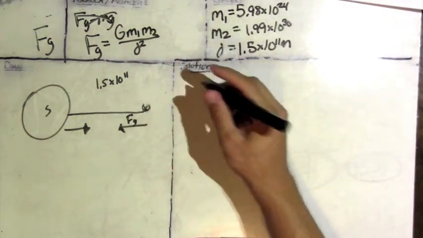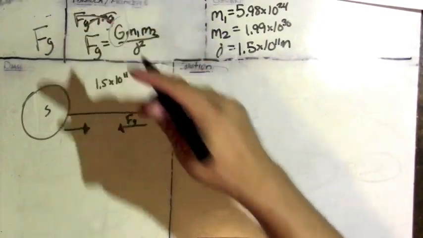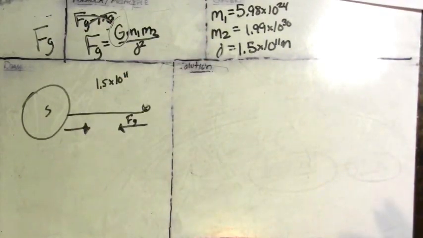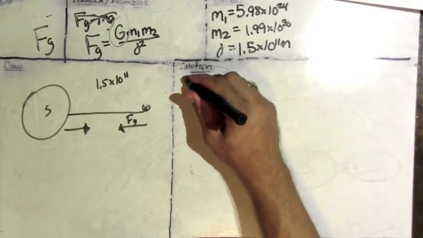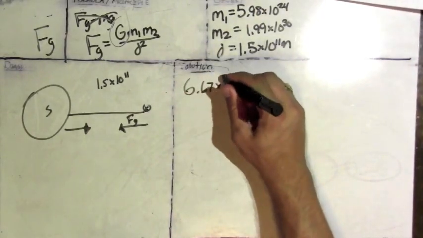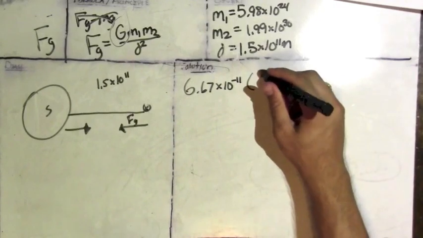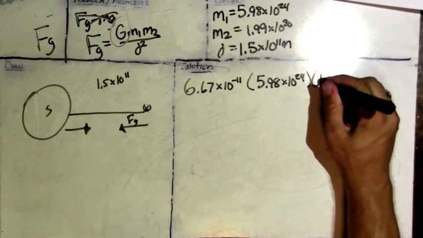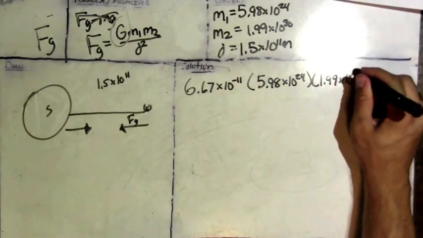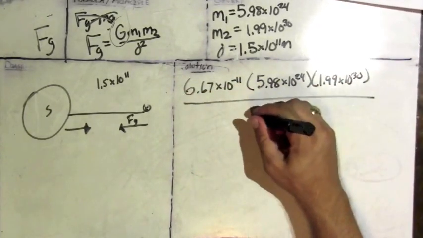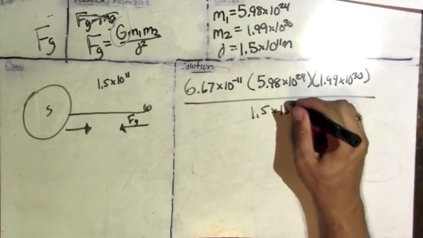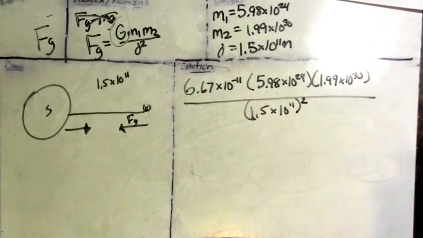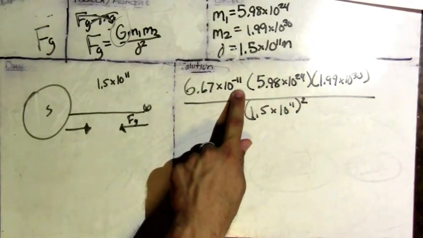So now we can plug in our values. Remember, G is a constant. We can always find it on the reference chart, or we can just say that it's 6.67 times 10 to the minus 11th, multiplied by 5.98 times 10 to the 24th, times 1.99 times 10 to the 30th, and all of that is divided by 1.5 times 10 to the 11th, squared. If you can't tell already, it is very important for these questions that you be able to enter these exponents into the calculator well.